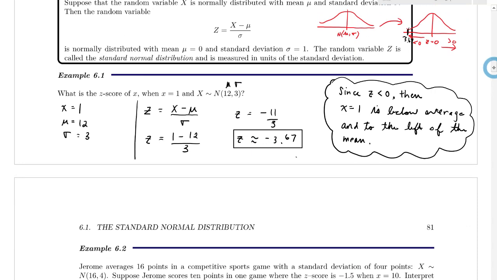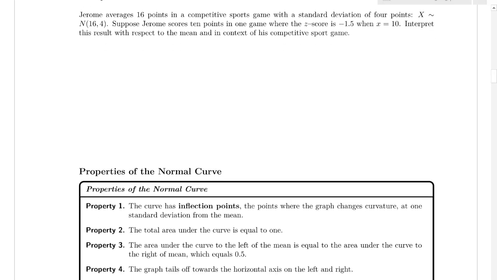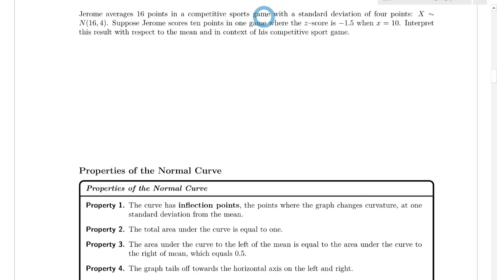Okay, so now let's go to an application. Jerome averages 16 points in a competitive sports game with a standard deviation of 4 points. The random variable x is the distribution where the mean is 16 and the standard deviation is 4. So this means that the sports game itself has an average of 16 points per game, give or take 4 points. Suppose Jerome scores 10 points in one game, where the z-score is negative 1.5 when x is 10. Interpret this result with respect to the mean and in context of his competitive sport game.